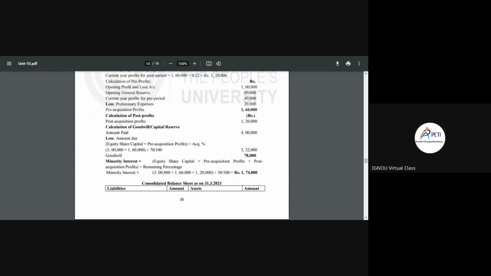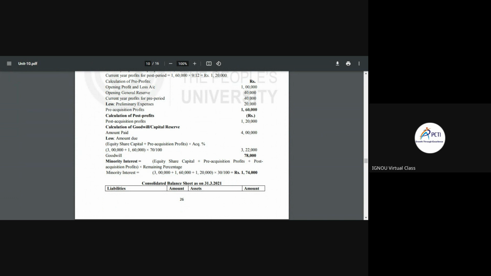Now we need to calculate the post profits. So post-acquisition profit will be 1,20,000. We need to calculate the goodwill and capital reserve. The amount which we paid is 4 lakh. Then we deduct the amount due, that will be the equity share capital and pre-acquisition profit multiplied by acquisition percentage, which is 3 lakh plus 1 lakh 60,000, multiplied by 70%, that will be 3 lakh 22,000, and we have the goodwill 78,000.